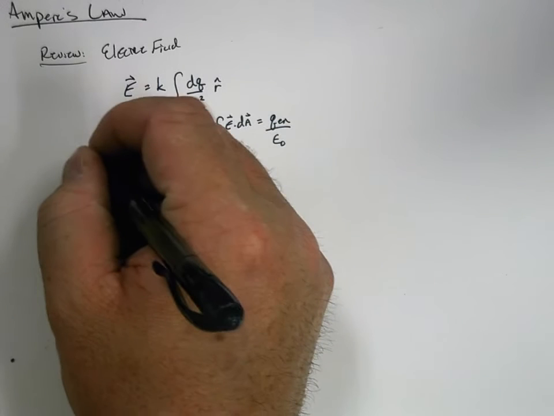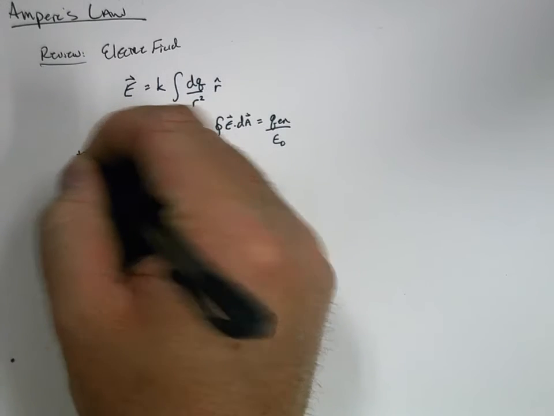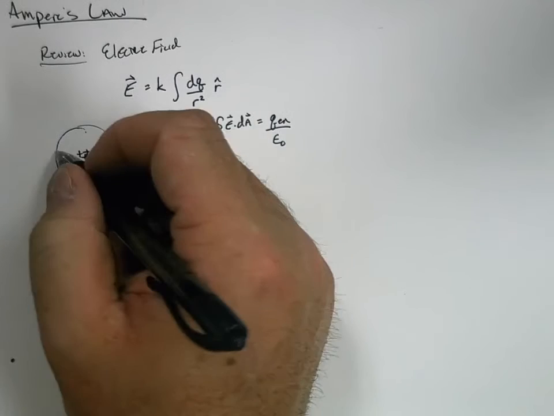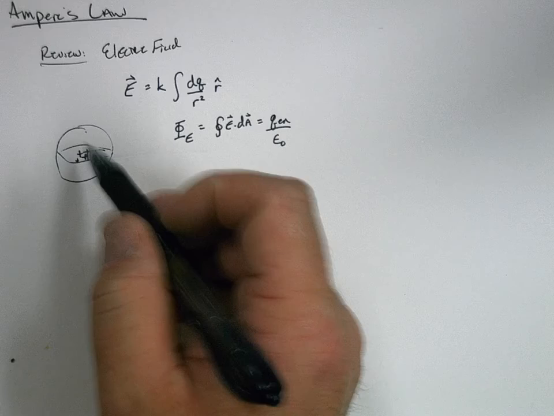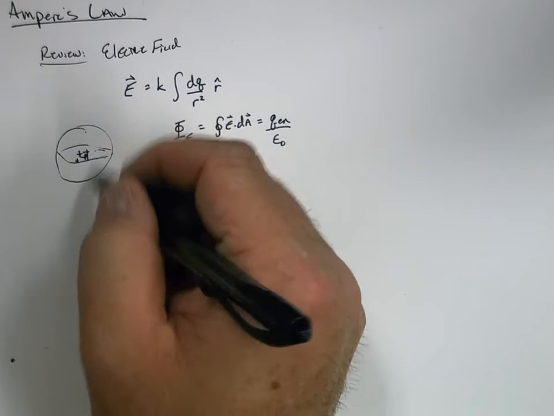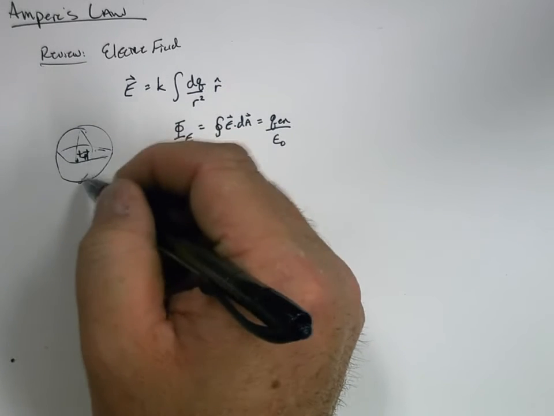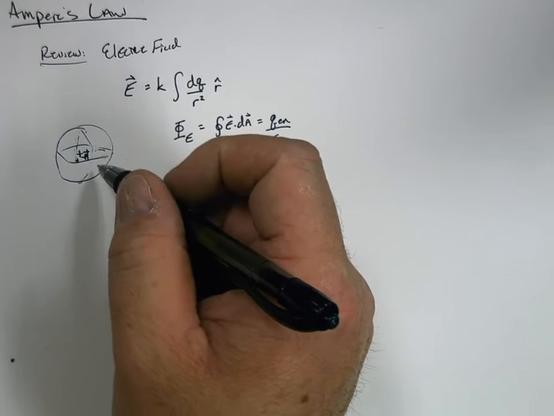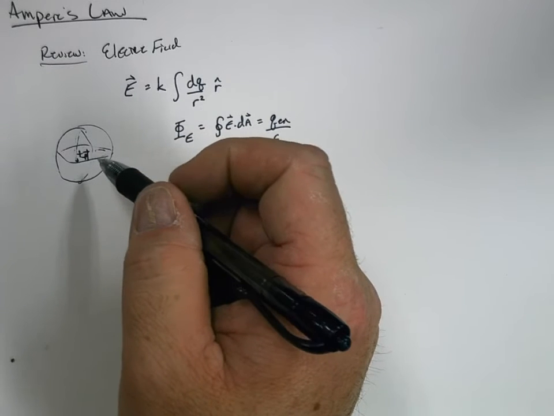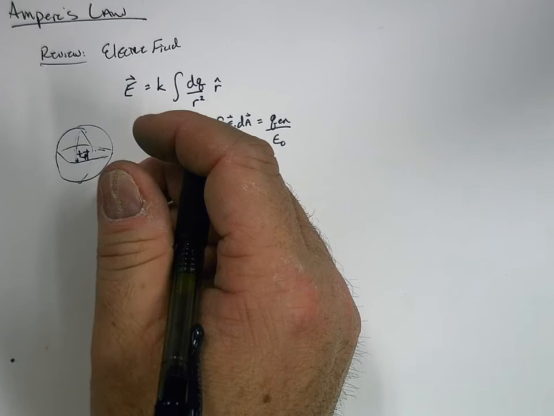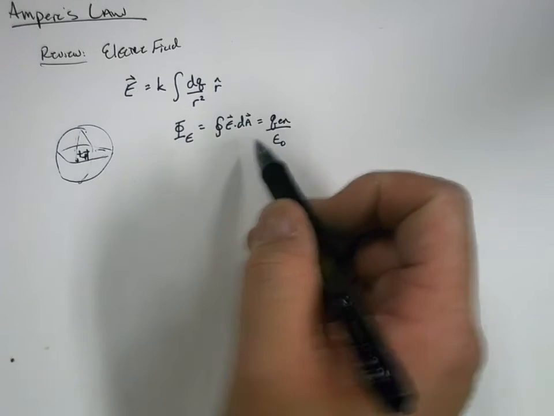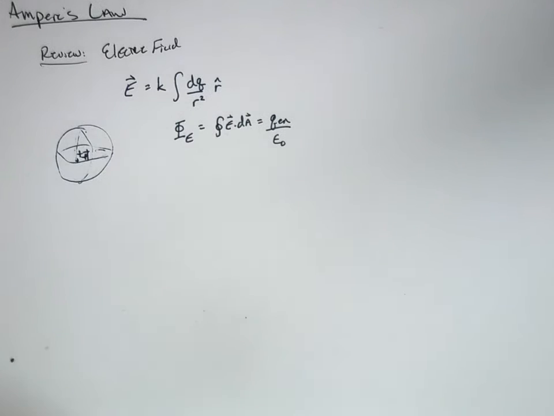That's why we use this, to make the math a lot easier. When we have a location of positive charges, we'd have a sphere around it, and as long as we chose a surface that is symmetrical around our charge, we're good with the math here.